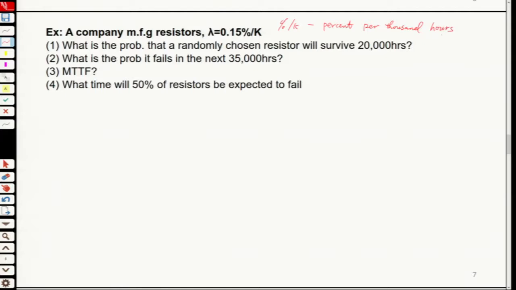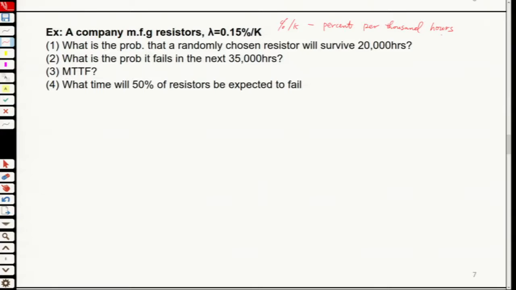So if you put the resistor into the oven and you do the test, you see how they're going to fail. This is the accelerated life test. And this is a lambda equals 0.15% per K, meaning 0.15% per 1,000 hours it's going to fail. This is a failure rate.